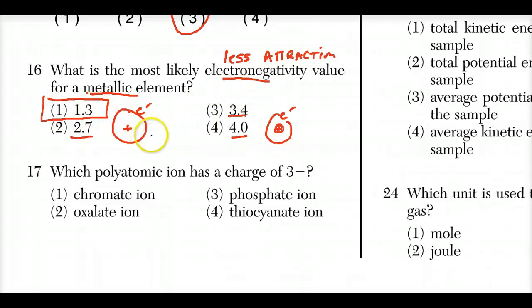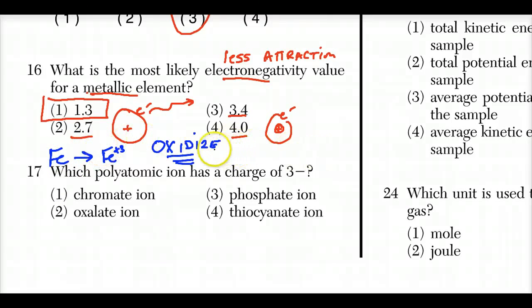Less attraction, that's why they are big, that's why they tend to lose electrons, that's why metals tend to, remember, oxidize. See, we're putting together all our units. They lose electrons. That's why iron rusts. It becomes iron plus 3. It loses the electrons, okay? The corrosion of metals. The metals lose the electrons.